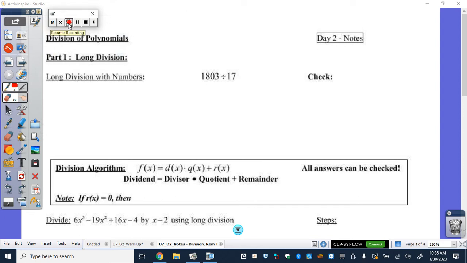All right, so before we can get into the nitty-gritty of our notes, we have to first review long division. Do you guys remember long division from elementary school?